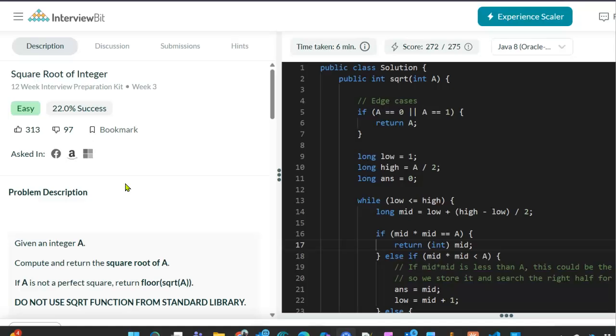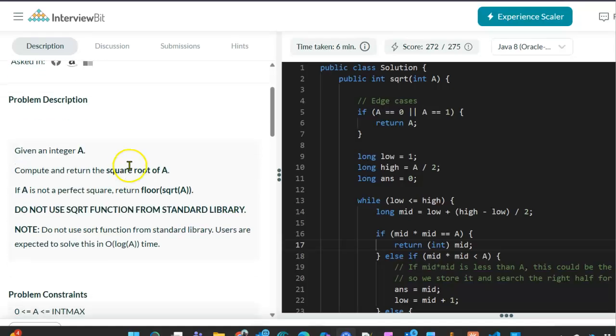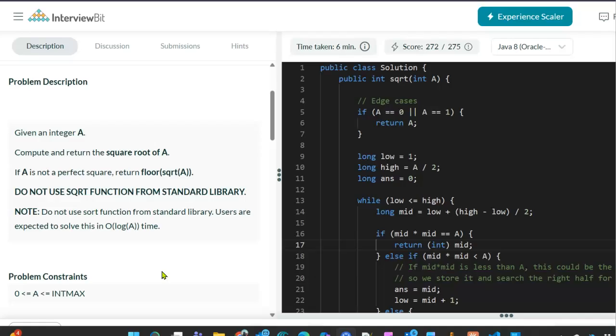Actually, there are multiple ways of doing this, but since they've already said O(log A) time, one way to do it, of course, is just a loop where you start at 1 and square numbers, going up 1, 2, 3, 4, 5, etc. Keep squaring numbers until you get something that is greater than or equal to A. If it's equal to A, then that's your answer. If it's greater than A, then you subtract 1. That's your answer. But that's not log of A. That is O of A.